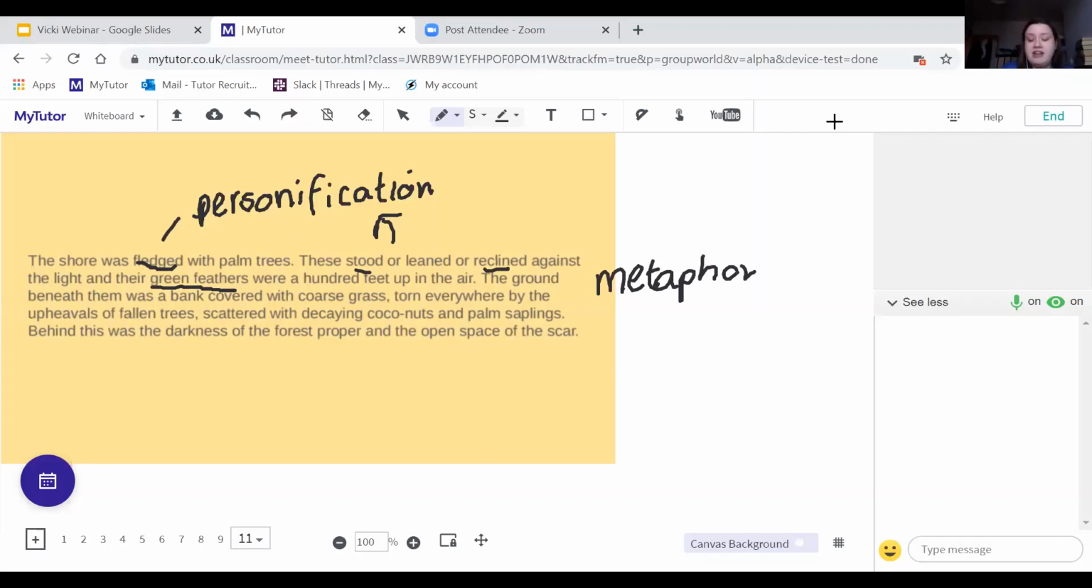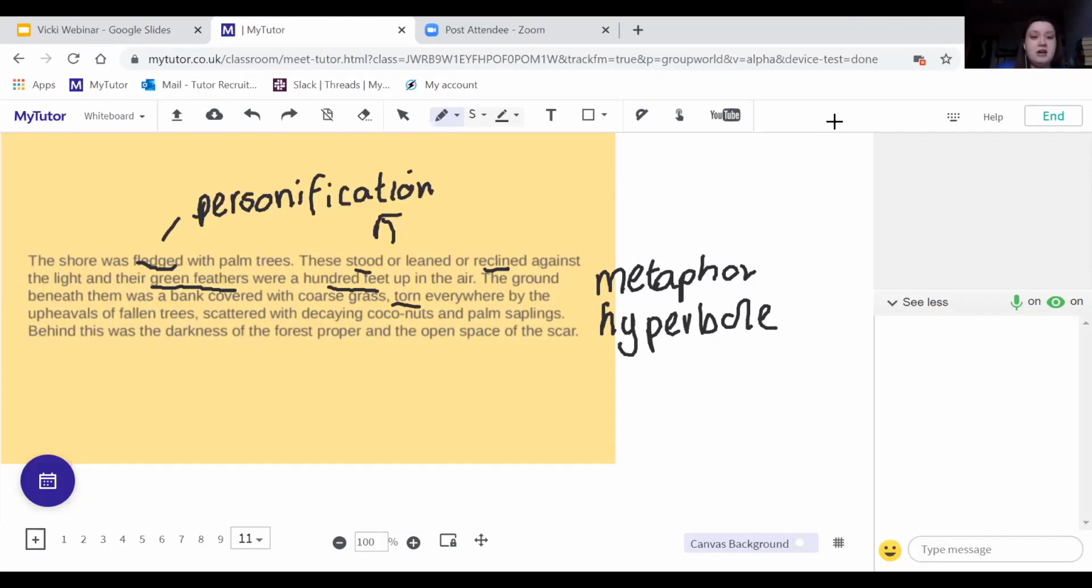And they were 100 feet up in the air. So this is one that doesn't come up on Proud Smile. So 100 feet in the air sounds an incredible and probably very unlikely height for palm trees to grow to. So we could therefore say that this is a hyperbole. The ground beneath them was a bank covered with coarse grass, torn everywhere by the upheavals of fallen trees. Again, torn, we could potentially say that this is personification. Scattered with decaying coconuts and palm saplings.